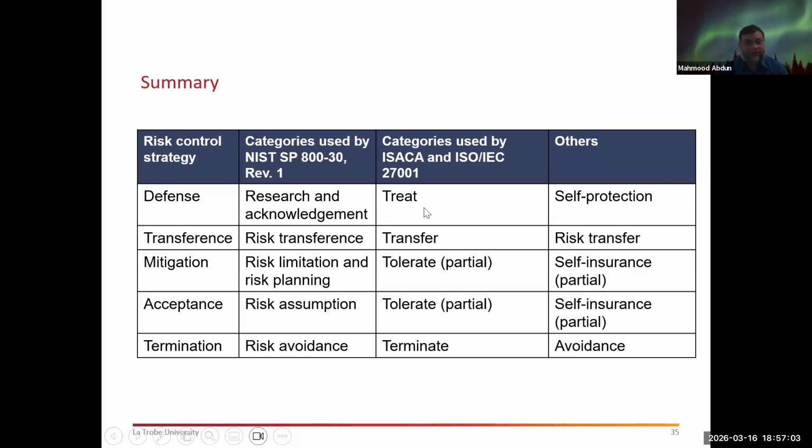This is an example. Defense is known as research and acknowledgement under NIST Special Publication, and in ISO 27001 it's called treat. Transference is transfer, same thing. Mitigation is limiting risks and planning risks, and partially tolerate in 27001. Acceptance is tolerate, and then termination is termination. It's also known as risk avoidance in NIST SP.